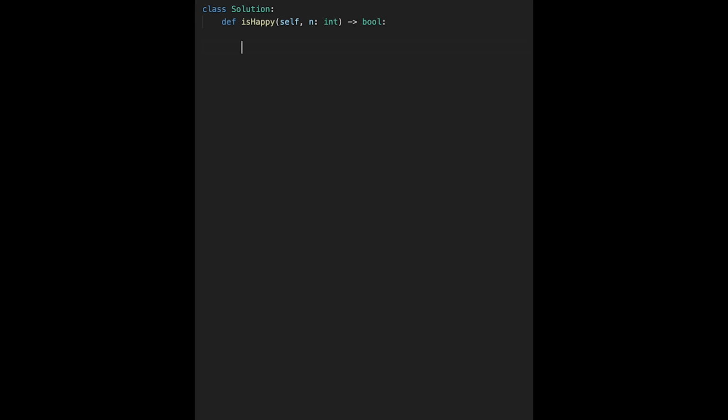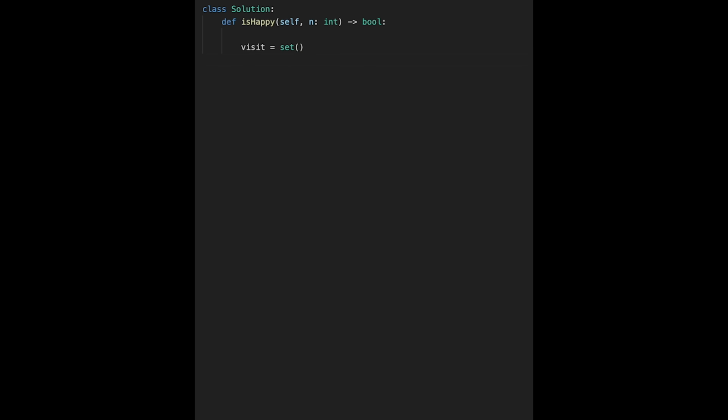Okay, so let's write the code. First of all, create a visit equals set. So actually, I forgot to explain this. We use a set to prevent revisiting the same number. If we find the same number in the set, that means we are in an infinite cycle. So in that case, we should return false. So that's why we use a set.